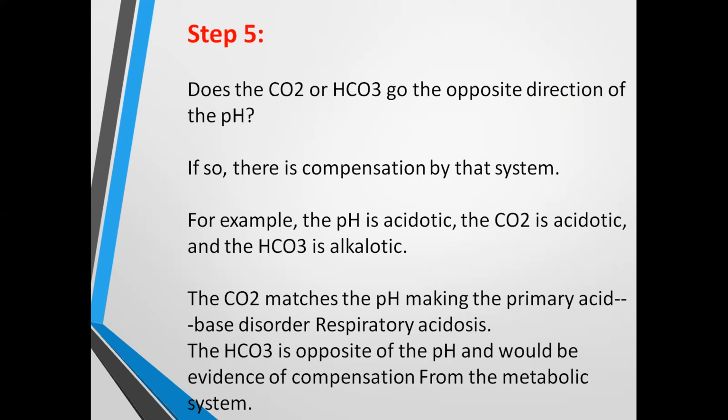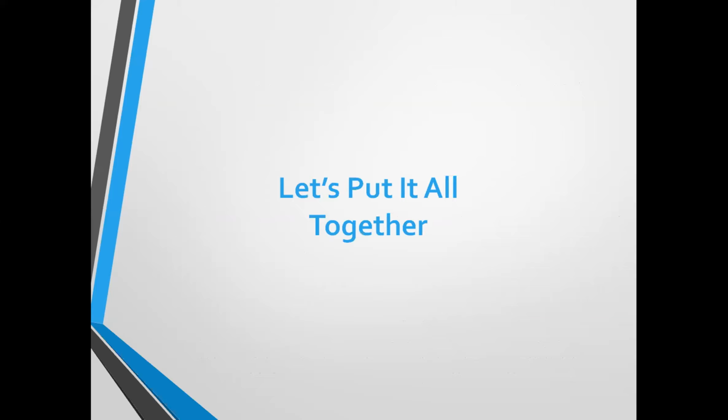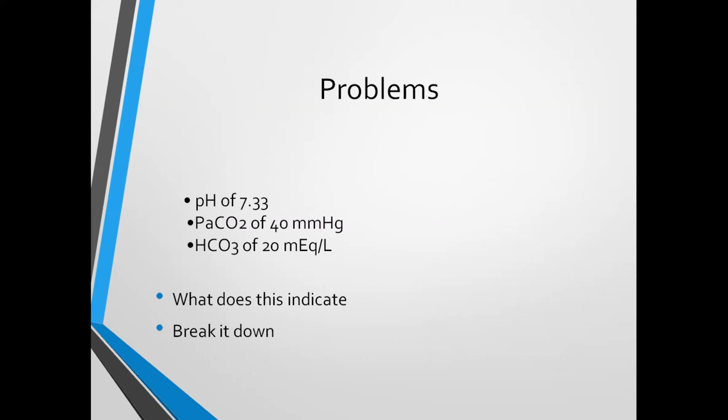Let me explain with a description. Let's put in some examples. For example, you have a patient who presents to the emergency department with these ABGs. The pH is 7.33, PCO2 is basically 45 millimeters of mercury, and bicarb is 20. What does this indicate? Break it down.